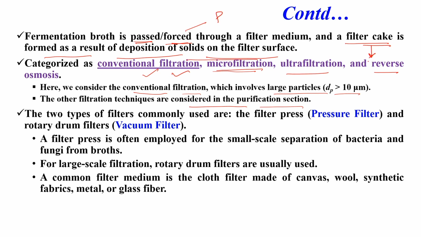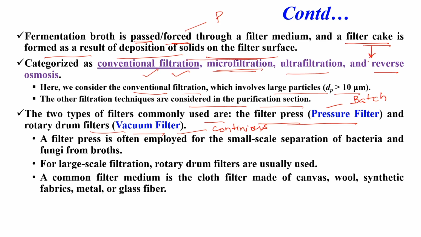Now, there are two types of filters commonly used: the filter press, which we can also call a pressure filter, and rotary drum filters, also known as vacuum filters. The filter presses are mostly applied in batch operation, and the vacuum filter is applied in a continuous setup.